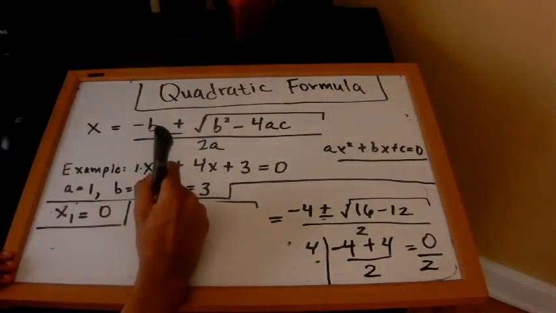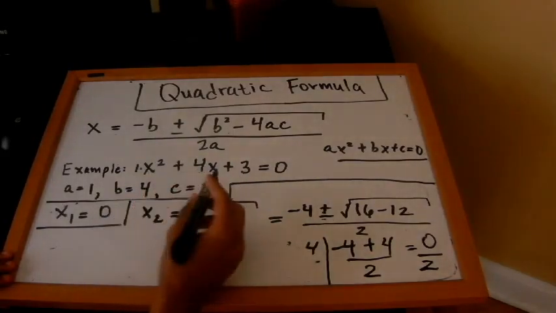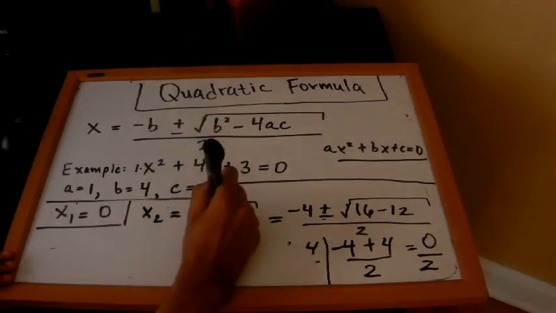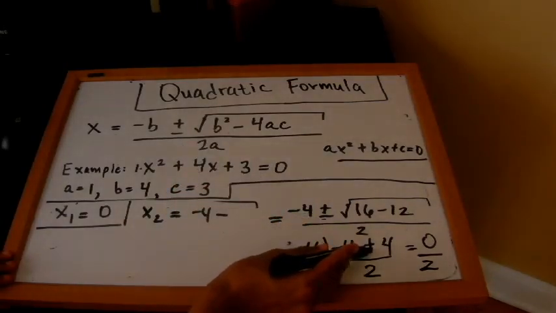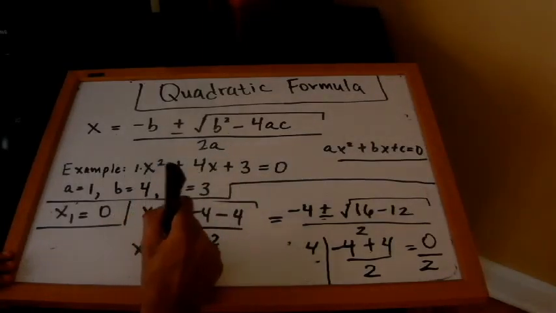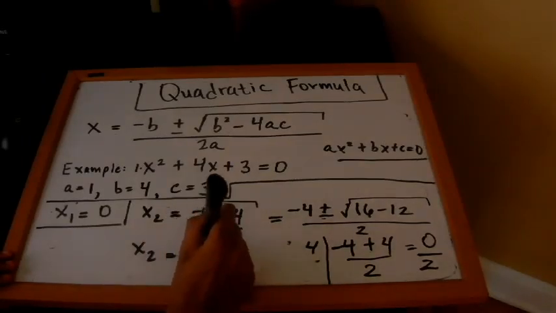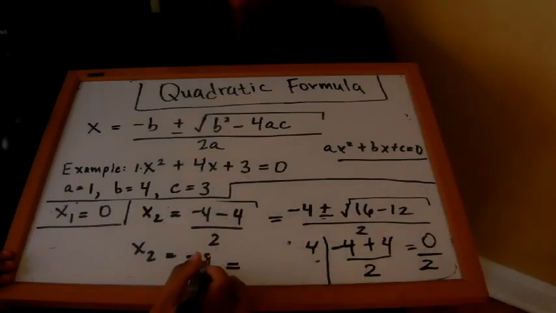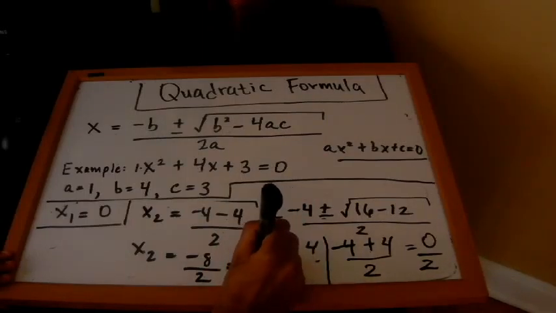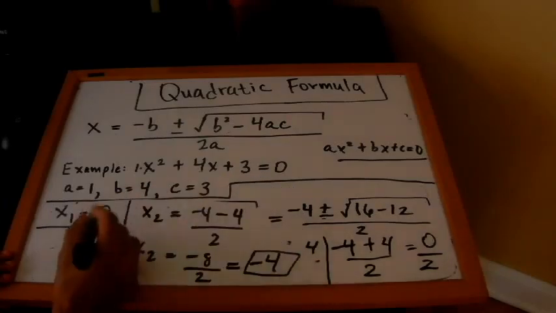And x2 is simply going to have our minus sign. So it's going to be negative 4 minus 4 over 2. Negative 4 minus 4, it's going to get smaller, so it's going to go from negative 4 to negative 8. Negative 8 over 2. Negative 8 over 2 is simply negative 4, and that is our solution.